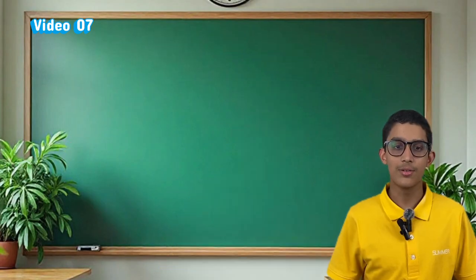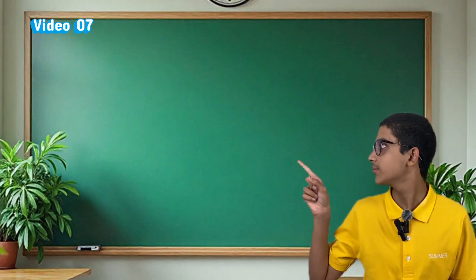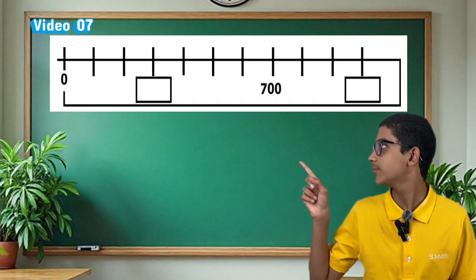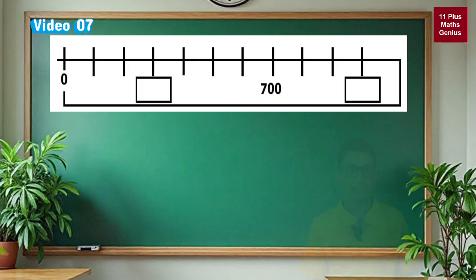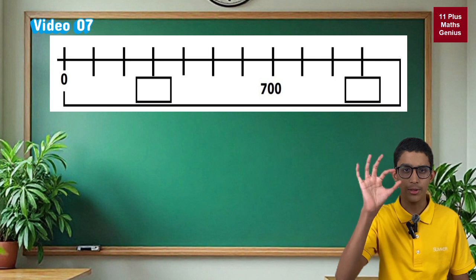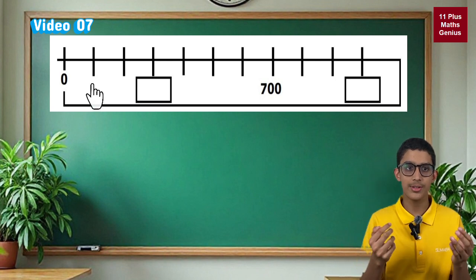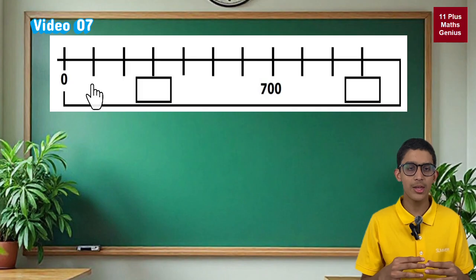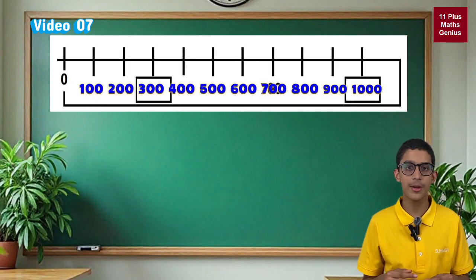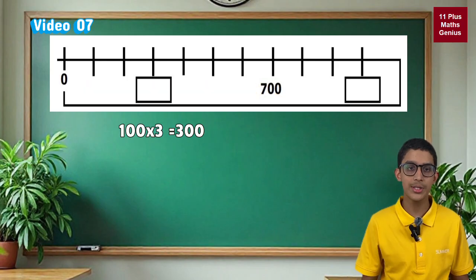Practice question 1. Fill in the boxes in the number line. A. If we see the number line closely, we see that we put a line for every 100. So the sequence is adding 100 each time. The first box is under the third line. So the number is 100 times 3, or 300.